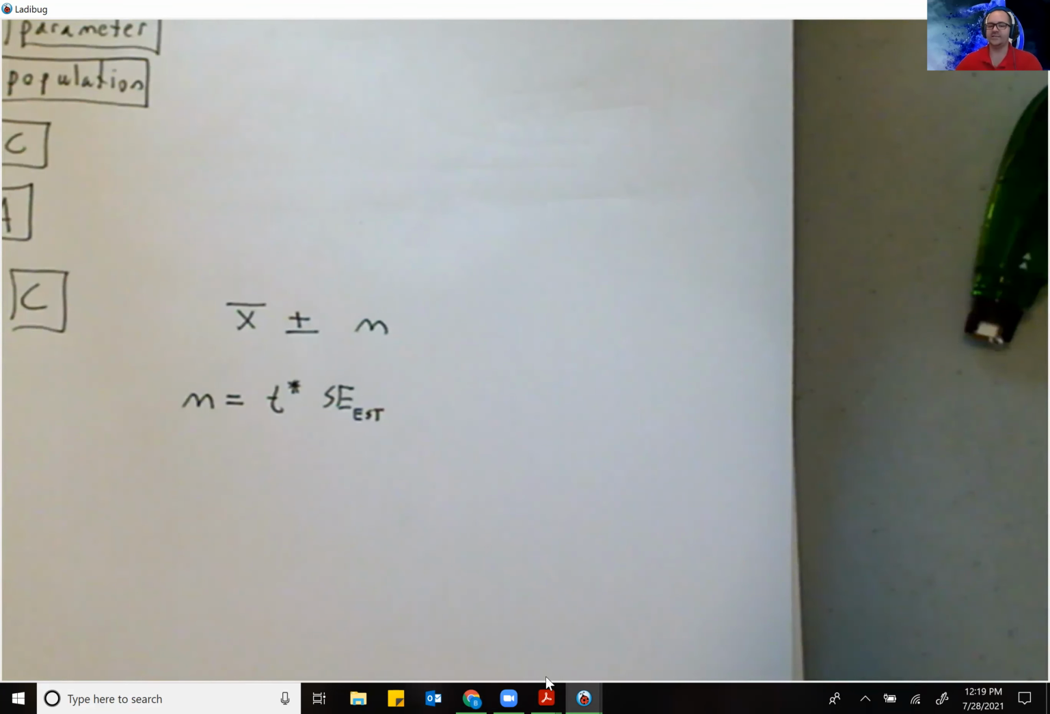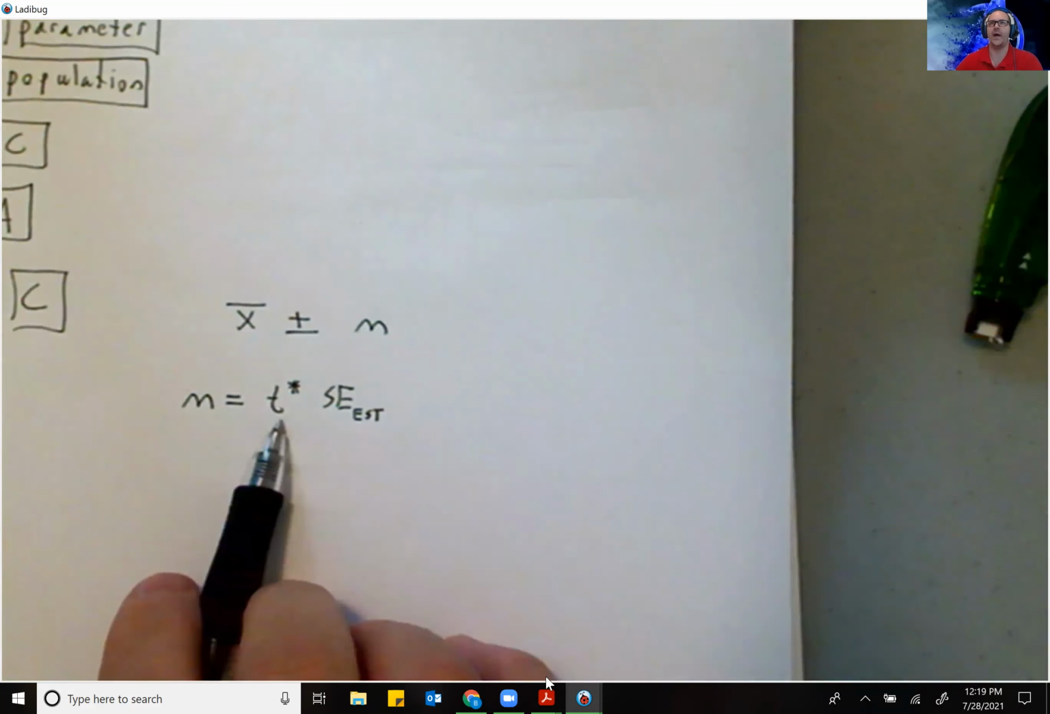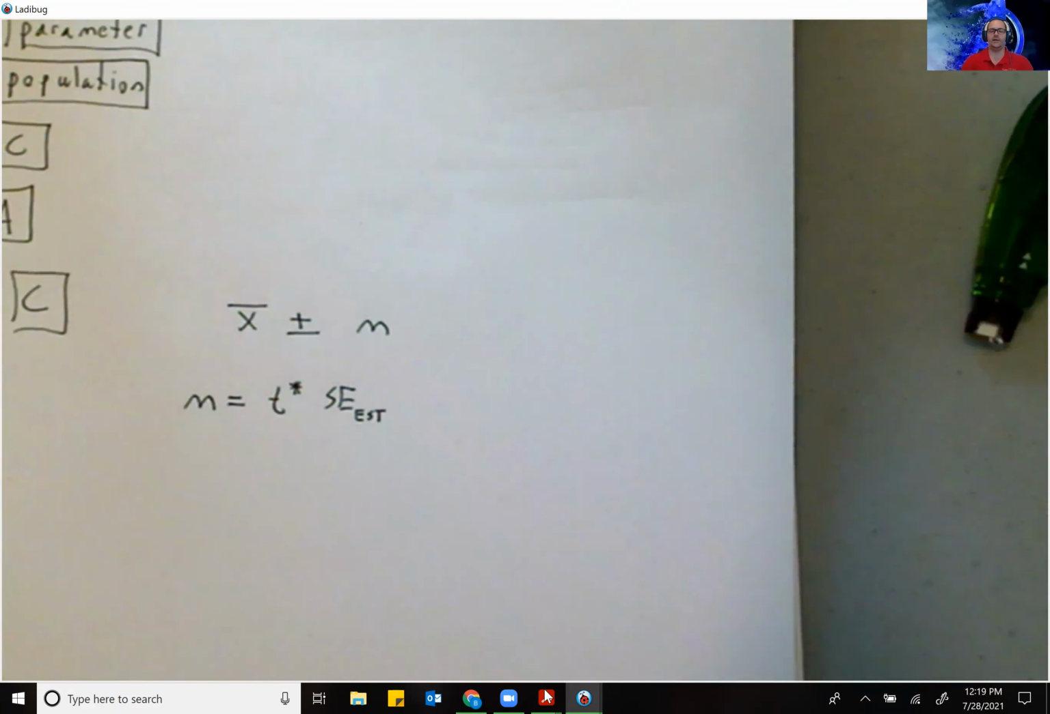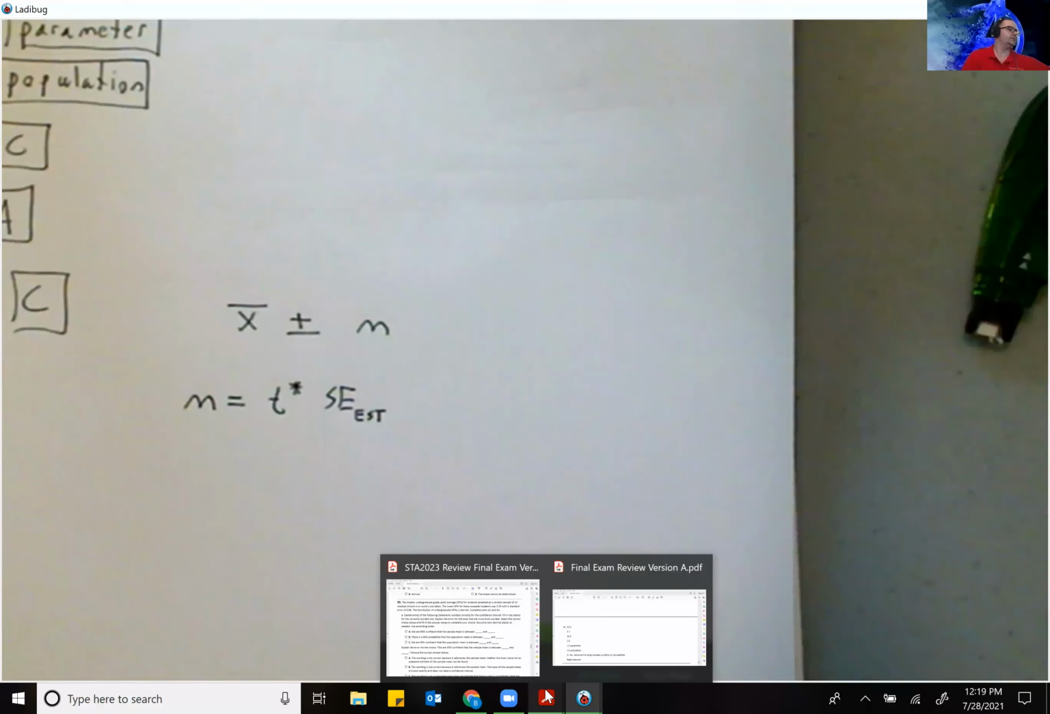So remember that T star here is all about degrees of freedom and our confidence level. We had a whole chart that had that information on it. All right. Any questions so far? So I need to bring up that chart for us. Let me do that real quick. Oh, man.